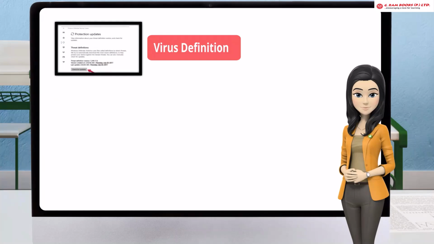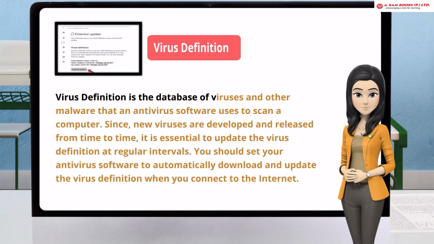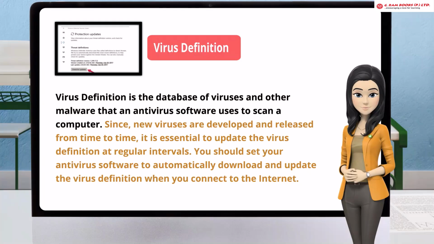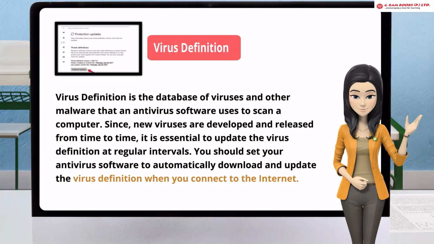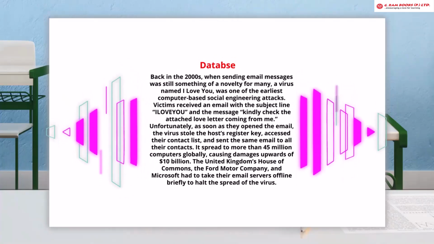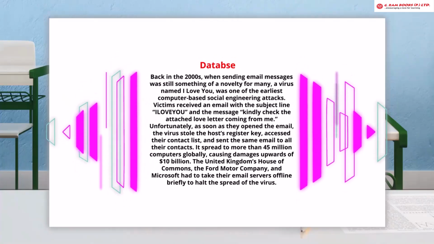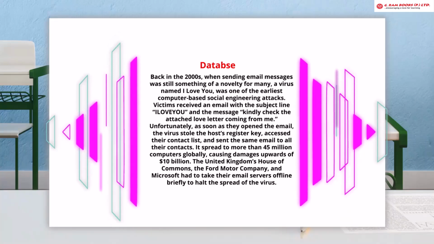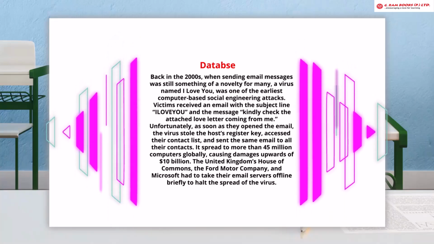Virus definition. Virus definition is the database of viruses and other malware that an antivirus software uses to scan a computer. Since new viruses are developed and released from time to time, it is essential to update the virus definition at regular intervals. You should set your antivirus software to automatically download and update the virus definition when you connect to the internet. Mind fog. Make sure that you do not install two or more antivirus software in the same computer. Running more than one antivirus software affects the performance of the software as well as the computer.